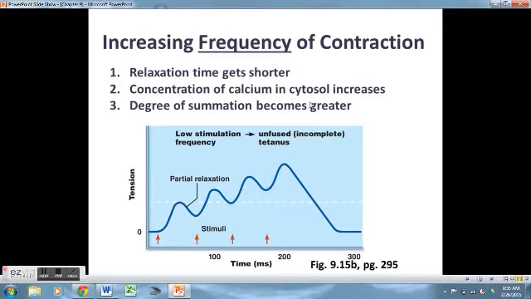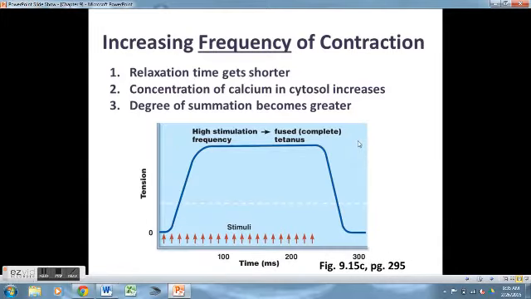Well, the problem is, if we're stimulating a muscle really rapidly, we don't have time to pump all that calcium back. So we start to see less calcium in the sarcoplasmic reticulum and more calcium just hanging out in the cytosol of the muscle cell. And we also start to get what's called summation. The stimulus has not gotten any bigger here, but the muscle contraction has. And that's because we're not letting the muscle relax completely before we stimulate it again.